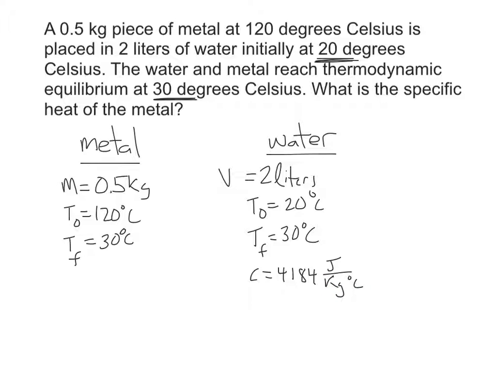So this is our specific heat for water, and because this is a property of the water, this is going to be the number we use for water all the time. And here we are, of course, talking about liquid water, not ice or water vapor. Those would actually be different. Now notice the question that's being asked: what is the specific heat of the metal? So what we're trying to find here is this value. This is our question mark.